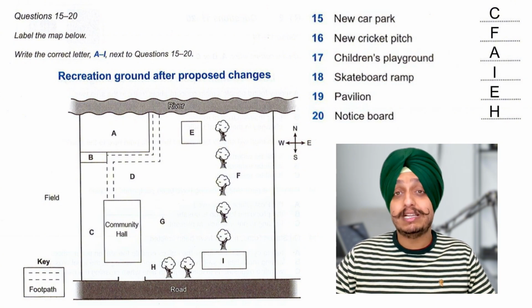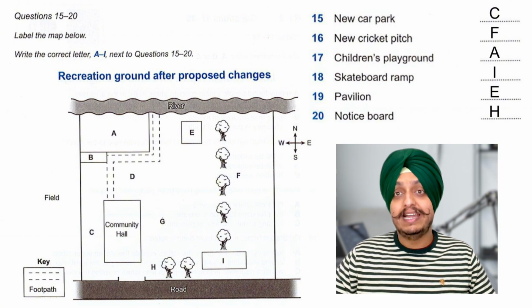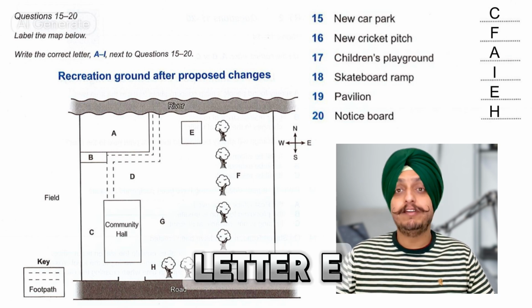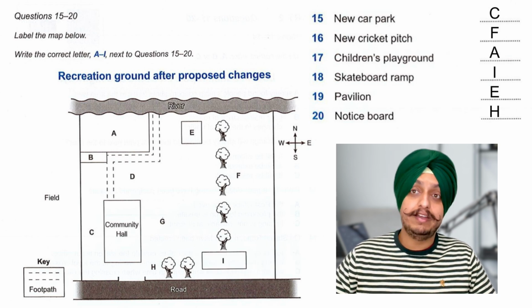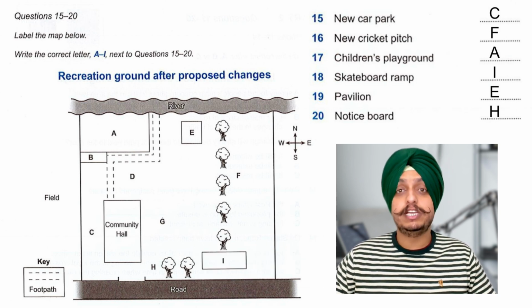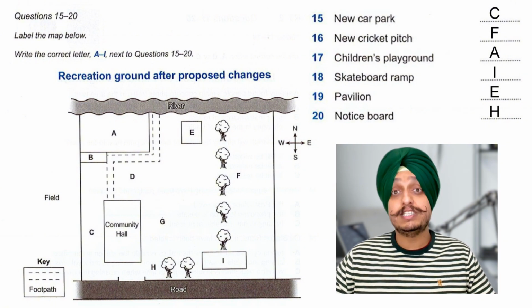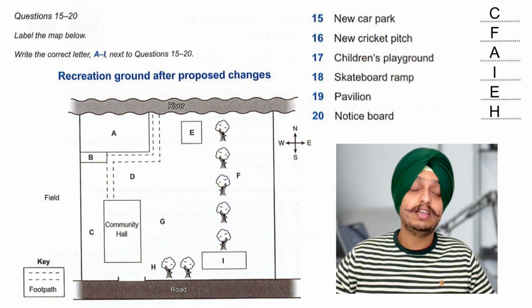Question 19 focused on the current location of the pavilion, and the correct answer is Letter E, to the left of the lines of trees and near the river. The location remains convenient for both football players and cricketers using the nearby pitches.